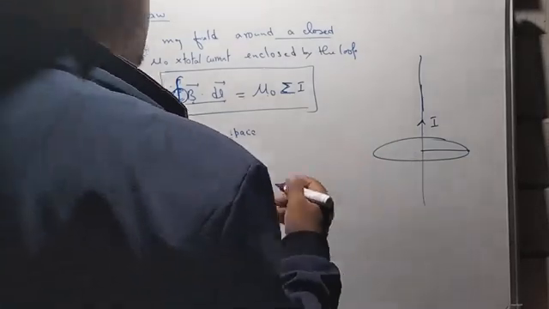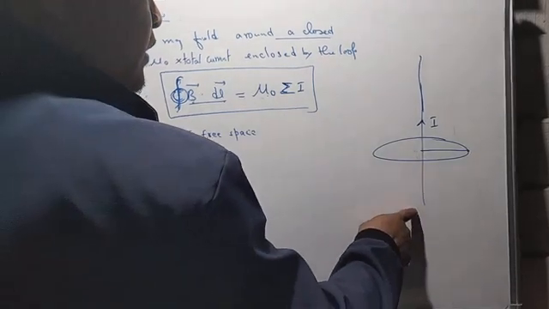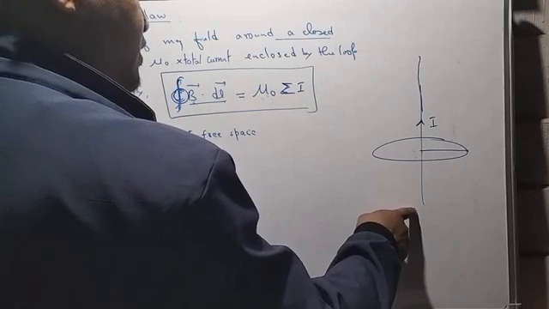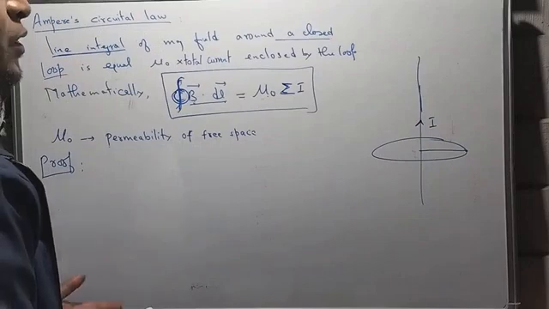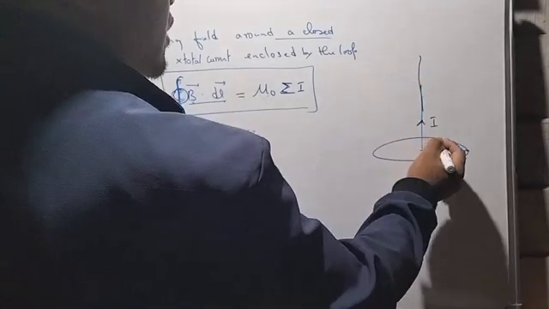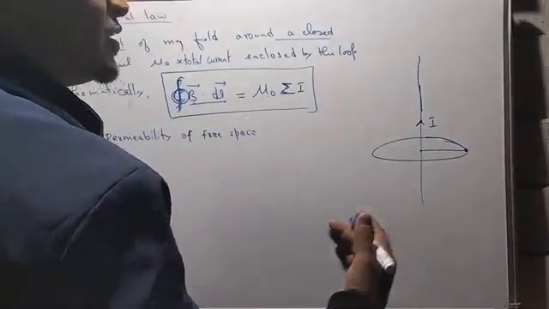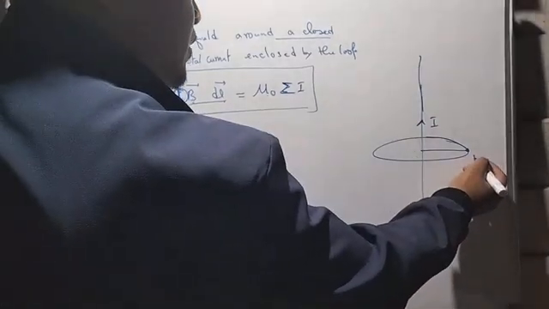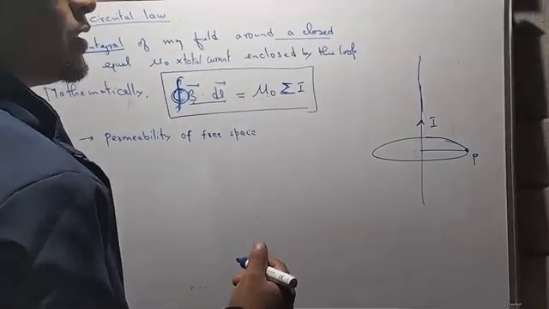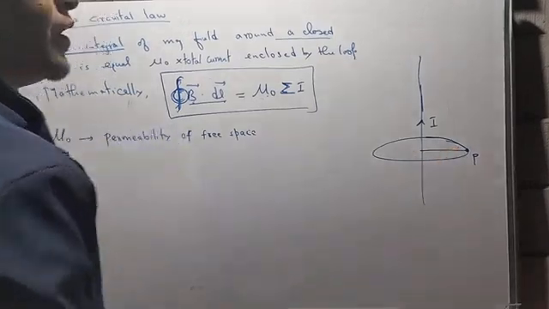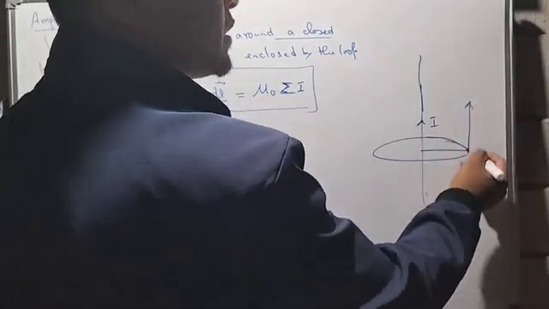All right, let us come to the proof of this law. For the proof, I will consider a straight conductor carrying a current I in the upward direction, as shown in the figure. You know very well that a straight conductor carrying current always produces a magnetic field at some distance from itself. Let's say this is a point P. Then at point P you will have a magnetic field. The direction of this magnetic field at point P is tangent at this point, that means it is acting up.